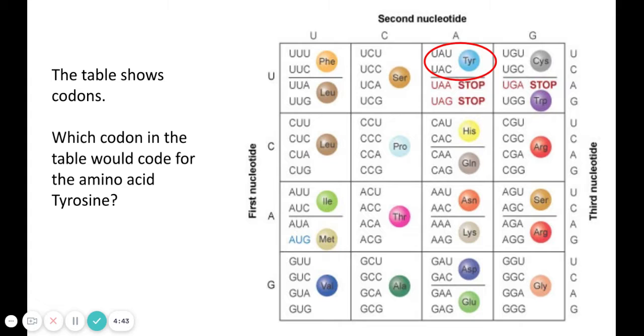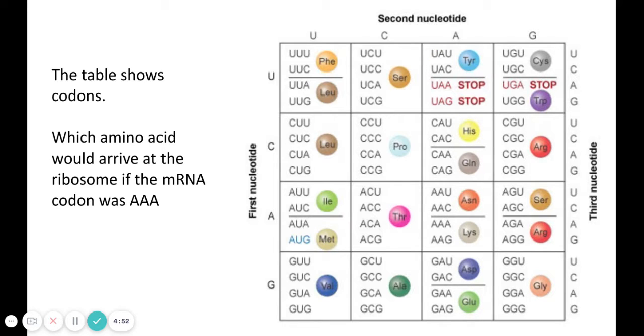Okay, so up there, either answer is fine, UAU or UAC. Both of those codons will result in that blue amino acid, TYR. Let's try another one. Which amino acid would arrive if the mRNA codon was AAA? Press play again to get the answer. Okay, so AAA is down there, so that's going to give us the amino acid LYS. If the question asks for an amino acid, make sure you're writing these three letters down, not one of the base combinations.